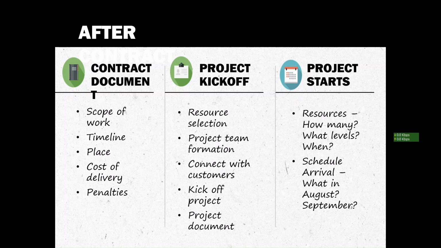In the contract document, they will define the scope of work, what work you are going to do in the project, and the timeline, when you are going to start, when you are going to finish it, how many releases, which place you are going to do. And next one is the cost of delivery. What's the total cost of the project, including testing, development, infrastructure, everything?